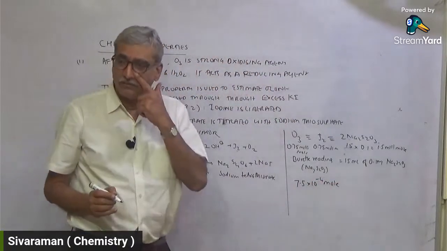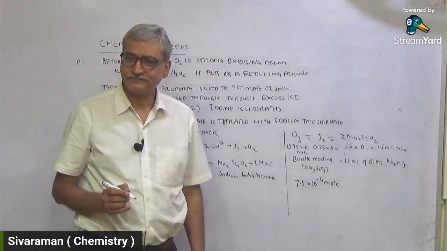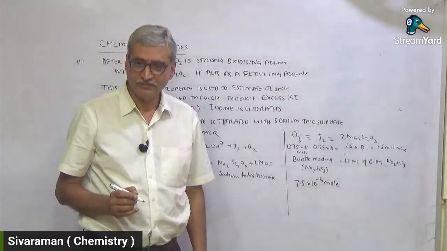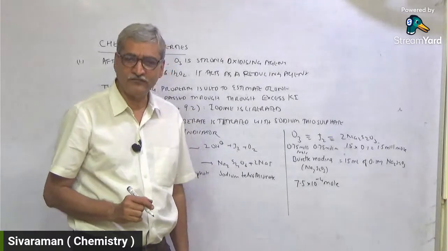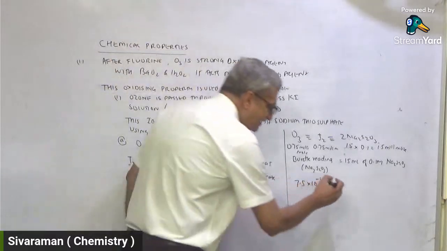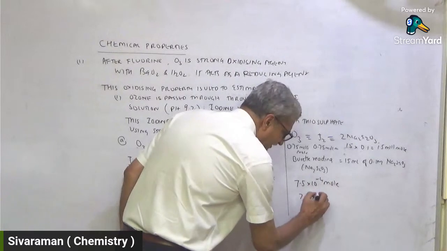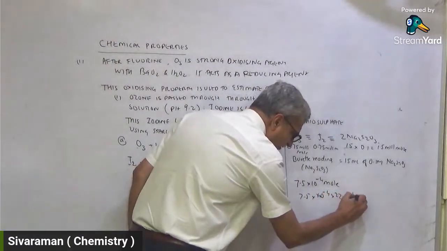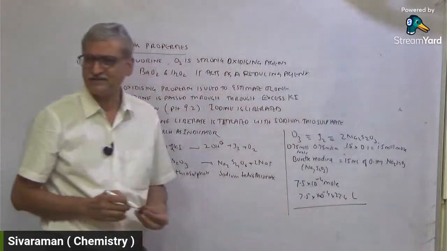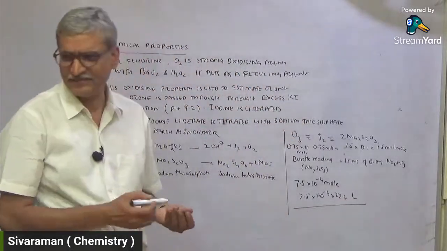Once you know the mole, you want to have what do you call, volume. Mole to volume, what will you do? Multiply by 22.4 liter. Yes. So 7.5 into 10 raised to minus 4 into 22.4, that many liters. Khatam. Our answer is there. Whatever it is, I'm not calculating actually.